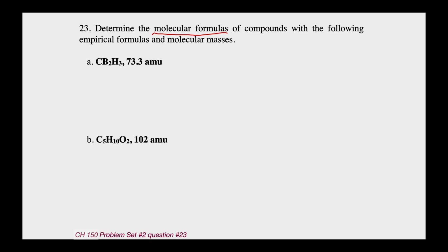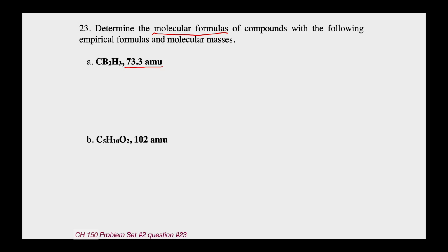That could be the formula for a compound, but it also could be just an empirical formula. So it's possible that the molecular formula for the first one is CB2H3, but it could also be something like C2B4H6, or it could be C3B6H9. Some integral multiple of CB2H3. How we're going to figure out which of those answers is correct is we're going to compare this number, the molar mass of the whole thing, or molecular mass, which again is the same number, just different units.